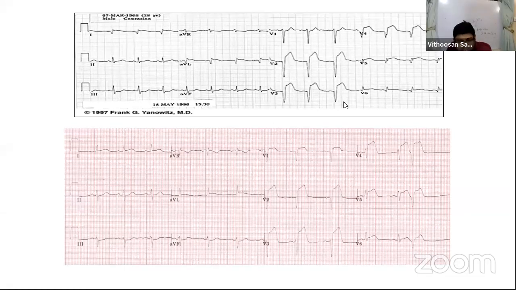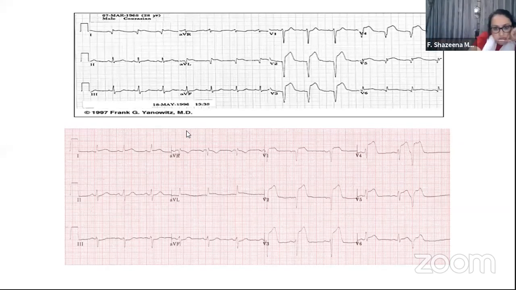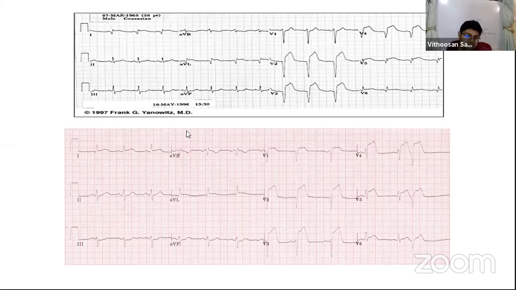So what MI is this? ST elevation MI. Do you understand that? What side of the heart is affected? If the ST elevation is in V1 to V4, what side? Anterior. Anterior ST elevation MI. You all got it?